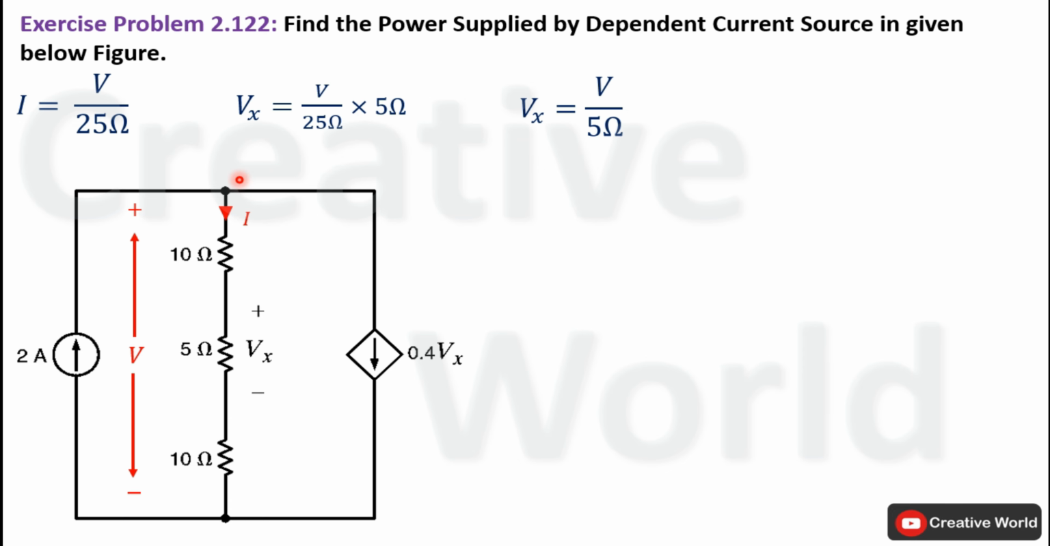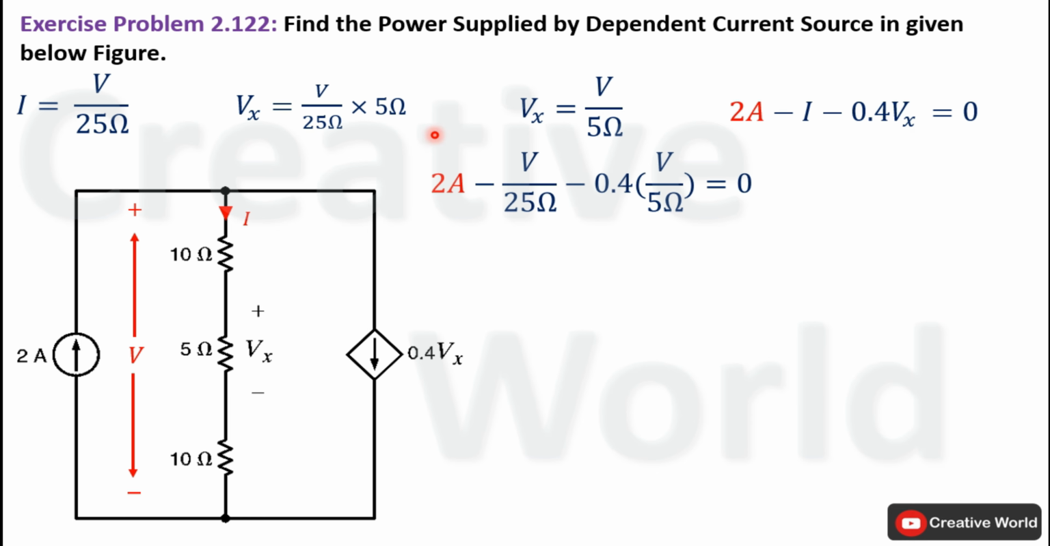Now we will write Kirchhoff's current law equation for this particular node in order to calculate the value of voltage V. On this node only one current is entering, that is 2 ampere, while two currents are leaving, one is I and other one is 0.4 Vx, the current of this dependent current source. Leaving currents are taken with negative sign while entering current is taken with positive sign. Now in order to further solve this equation, we will replace current I and Vx with their respective equations. I is replaced with V divided by 25 ohm while Vx is replaced with V divided by 5.